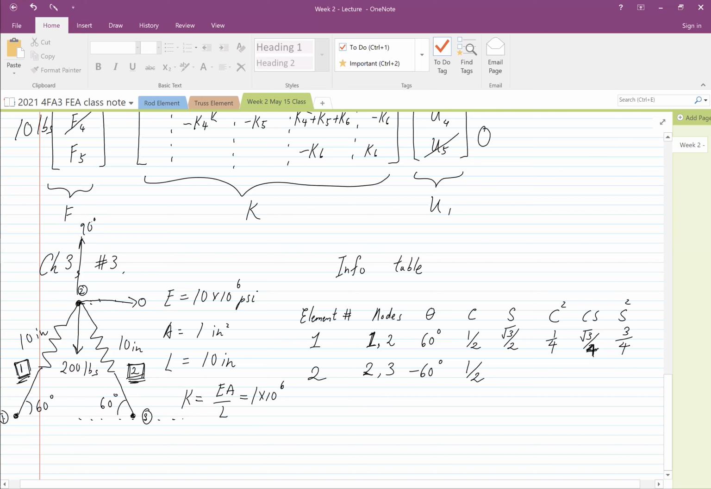Right, but I think I made a mistake in my note. Instead of 2 to 3, it should be 3 to 2. So it is 120 degrees. Yeah, correct, from 3 to 2. So you go past 90 degrees.